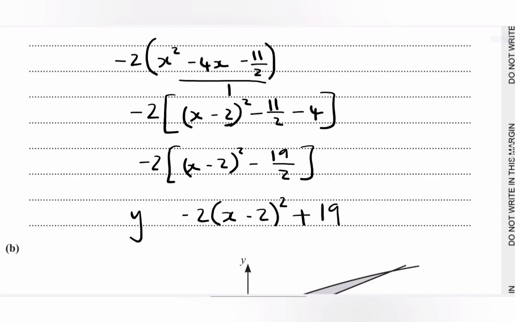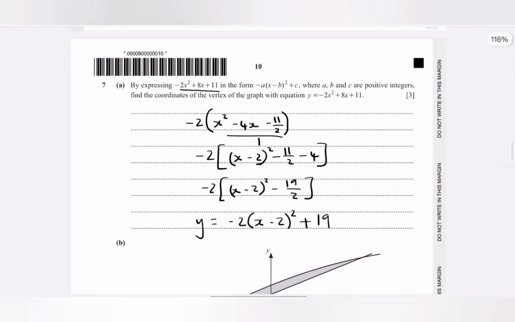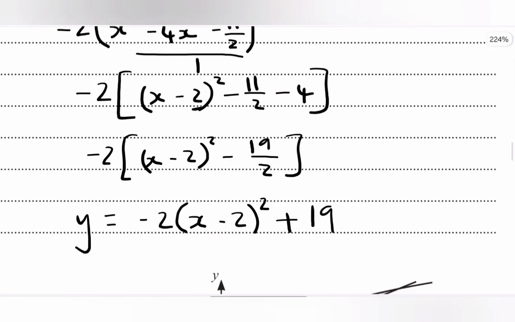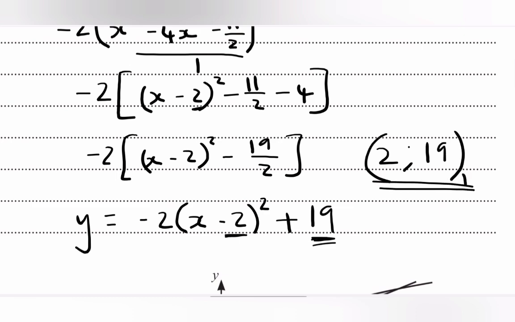And now if we have y equals this, we know the coordinates of the vertex will be minus this and this. So minus that is 2 and this is 19. These will be the coordinates of the vertex.